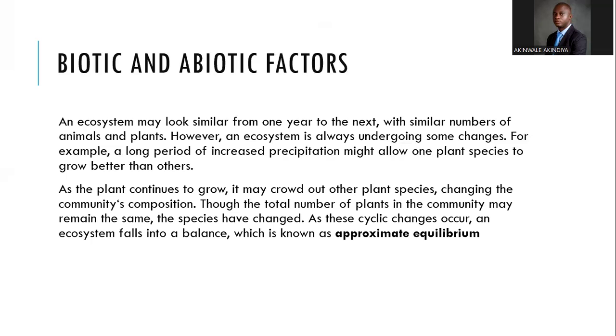For example, a long period of increased precipitation as rain might allow one plant species to grow better than others. If you have excessive rain, it might slow down the growth of some species and accelerate the growth of another species. As the plant continues to grow, it may crowd out other plant species, changing the community's composition. Though the total number of plants in the community may remain the same, the species have changed. So one species has more or less killed off the other.